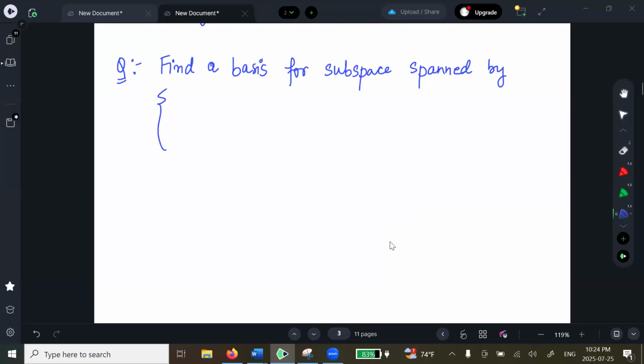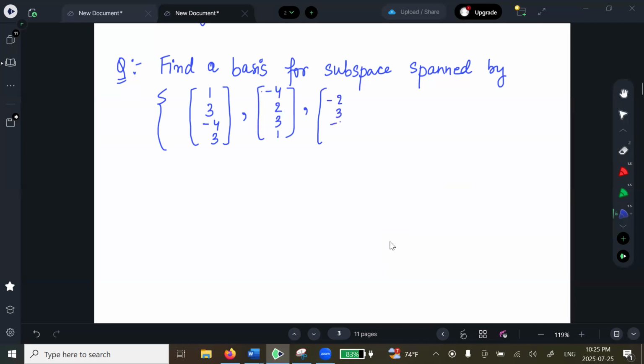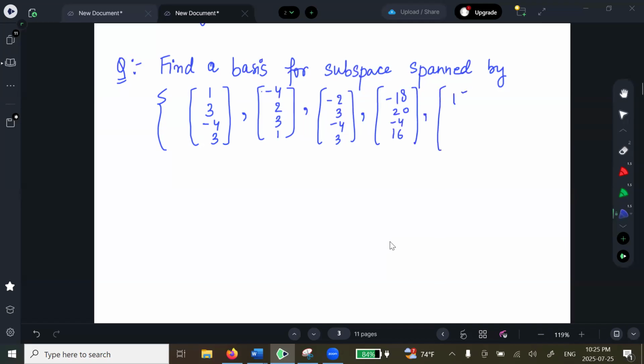I will be writing a lot, but just follow the process and solve it alongside. The most math that we'll be doing is finding the RREF, which I will not be doing because you have a calculator now. The vectors are: -4, 2, 3, 1; then -2, 3, -4, 3; then -18, 20, -4, 16; then 15, -11, -8, -7. There you go.